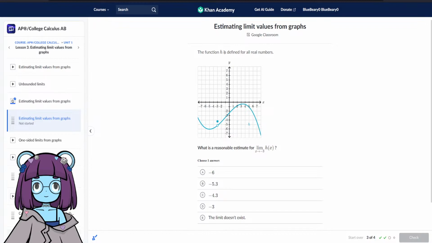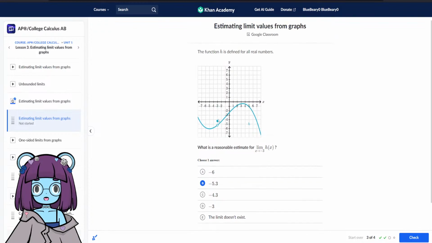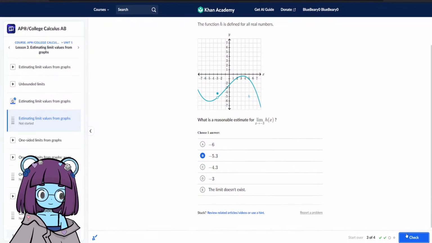The function h is defined for all real numbers. What is a reasonable estimate for the limit of h of x as x approaches -3? So the reasonable estimate should be -5.3. Yeah. And the actual value is like 4 point something, but because it approaches it from both sides, it is 5.3.